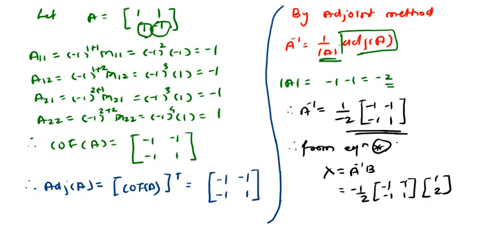So let's multiply those two matrices and see what will happen. -1 into 1 will be -1, -1 into 2 will be -2. Then again -1 into 1 will be -1, plus 1 into 2 will be 2. So this is equal to -1 by 2 into the matrix 1 1. So finally X is equal to -1 by 2 into matrix 1 1, which is -1 by 2, -1 by 2. You can take this constant inside the matrix.